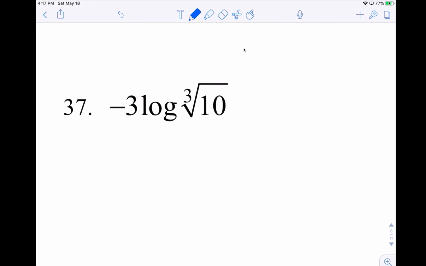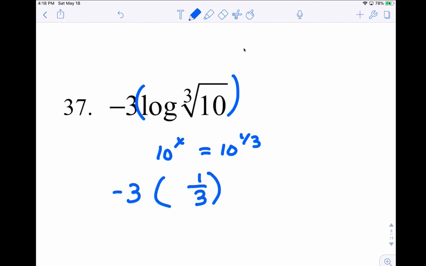Now this one, if there's no base written, we know that it's base 10. So if I just do this first part, I got 10 to some power gives me 10 to the 1/3, so that must be 1/3, which then I'm going to just multiply by negative 3, which gives me negative 1.